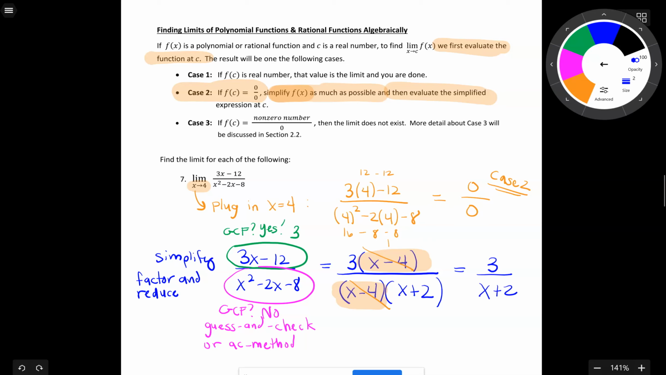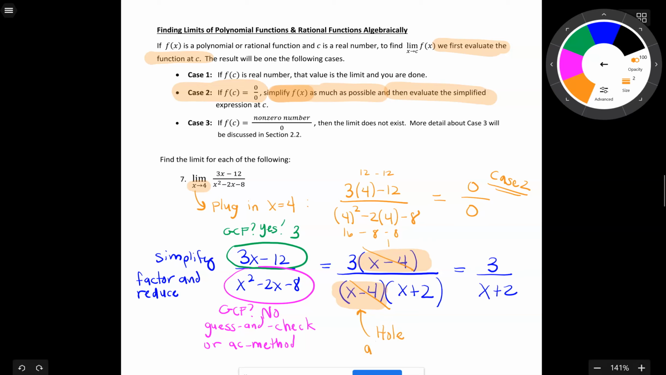So technically what's happening there is there was a hole right there. Whenever you have factors that divide out, that means there's a hole there. It's a removable discontinuity is what we call it. Those are canceling out. That's why you don't see it on the graph, because they canceled out. But if you tried to plug a 4 in there, you'd get a 0 in the bottom. So there's a hole there.